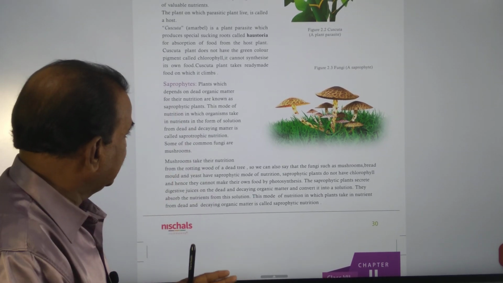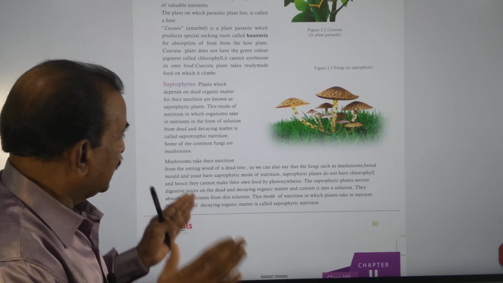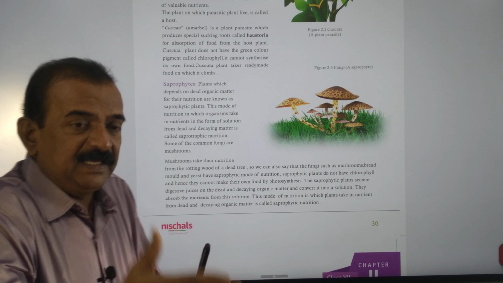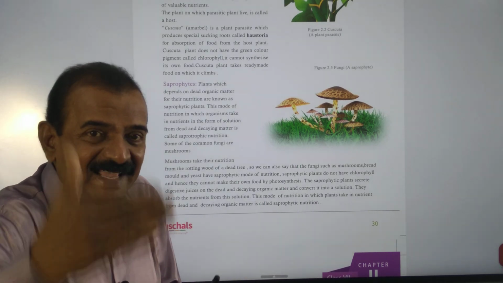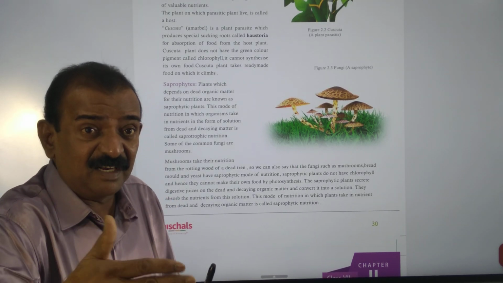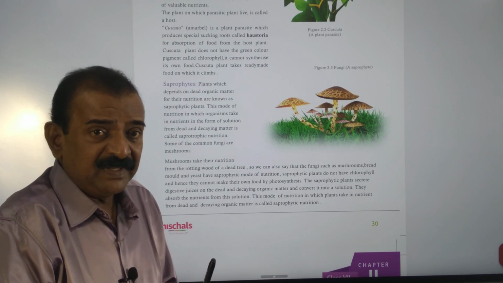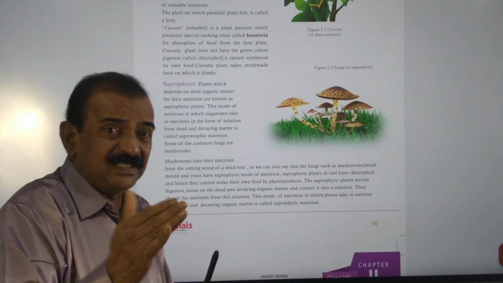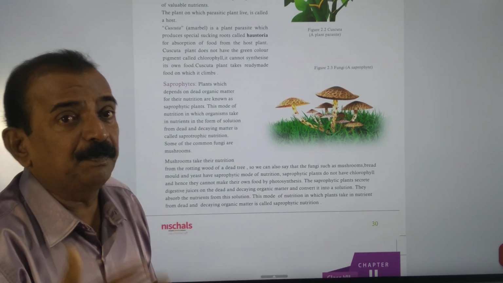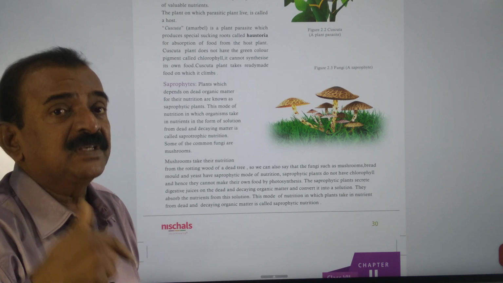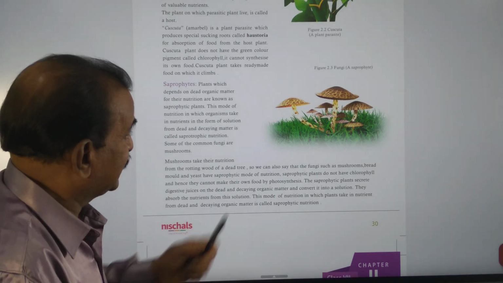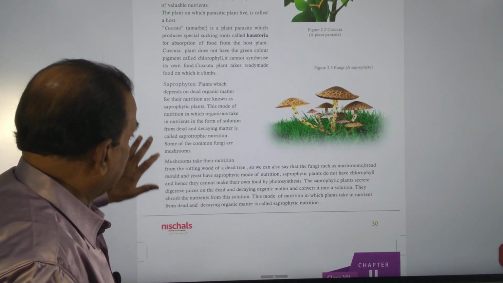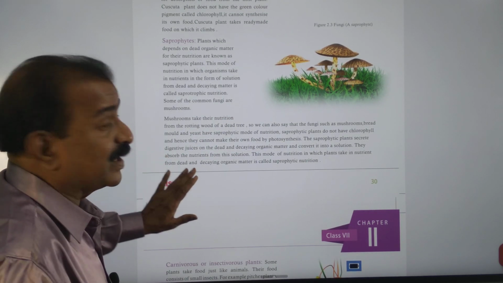Saprophytes secrete digestive fluids through their body surface, and these fluids digest the dead organic matter outside their body. After that, the liquid part is absorbed through the body surface, and this type of nutrition is called saprophytic nutrition. Examples are mushrooms, yeast cells, and Rhizopus.